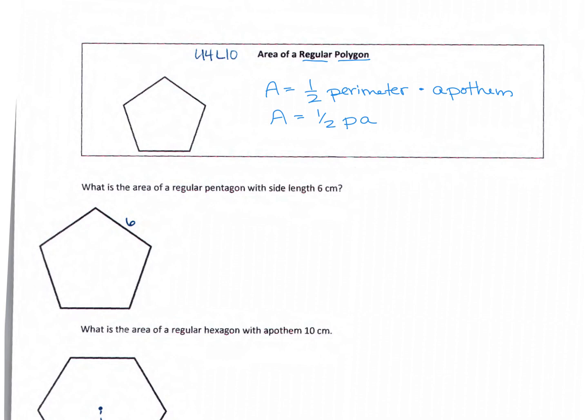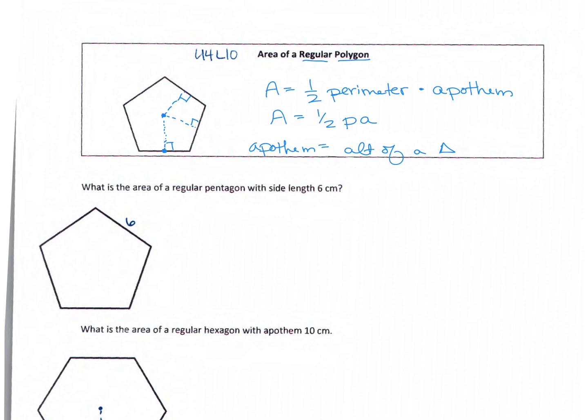So what is this apothem? If this is the center of my pentagon, the apothem is a line segment that goes from the center to the midpoint of one of the sides and intersects at a 90-degree angle. So this apothem is going from the center perpendicular to one of my sides. And when you and I get ready to do a problem, our apothem is going to be the altitude of a triangle.